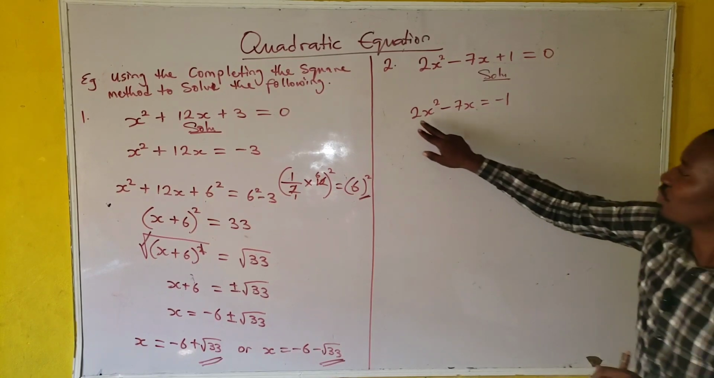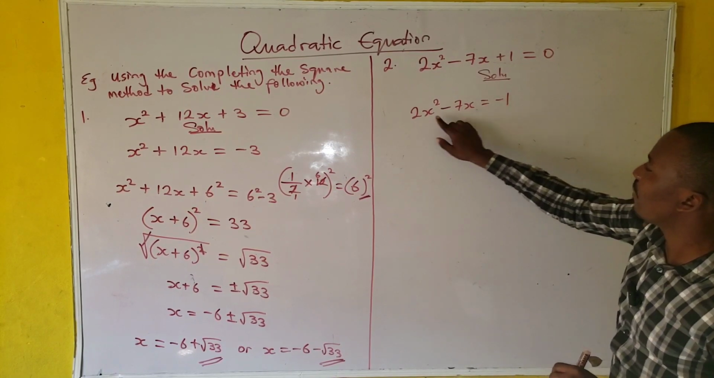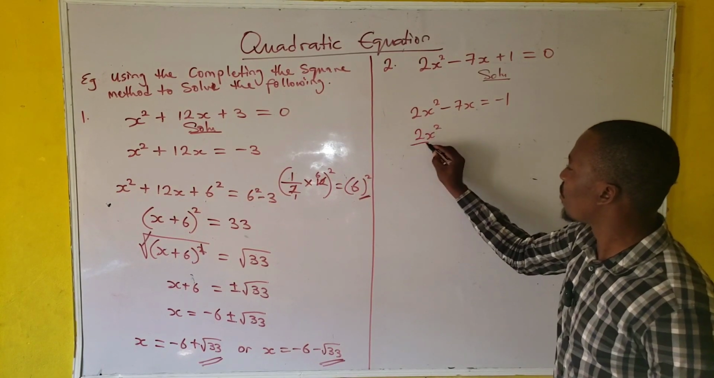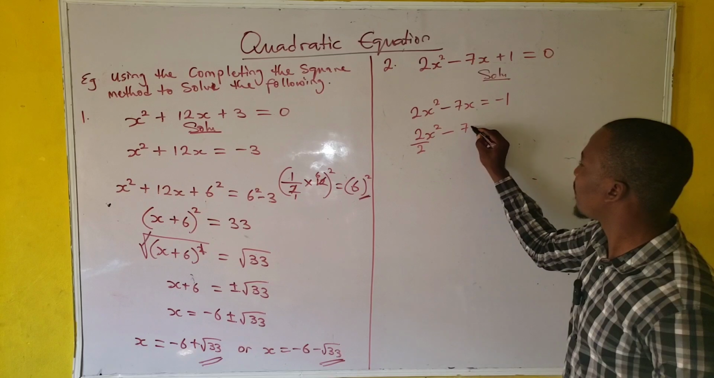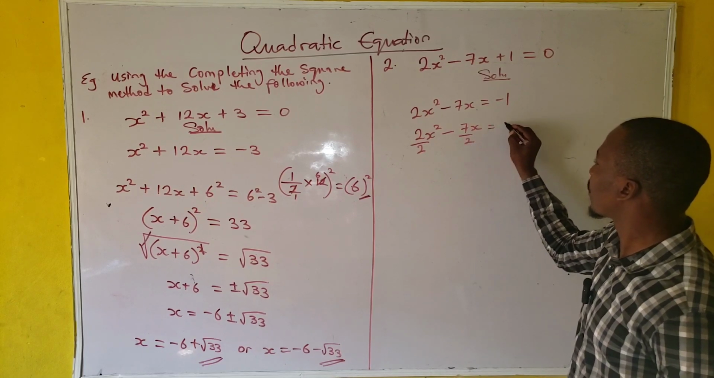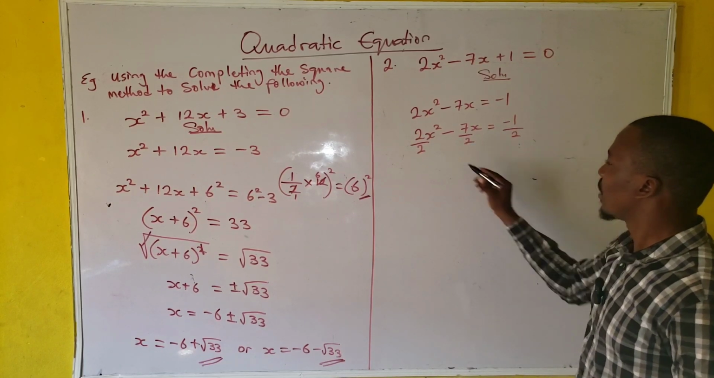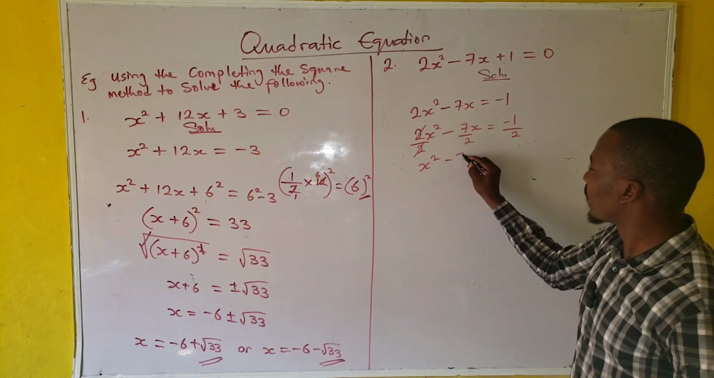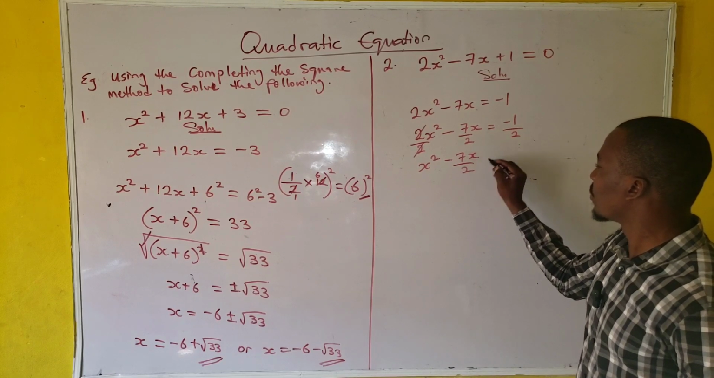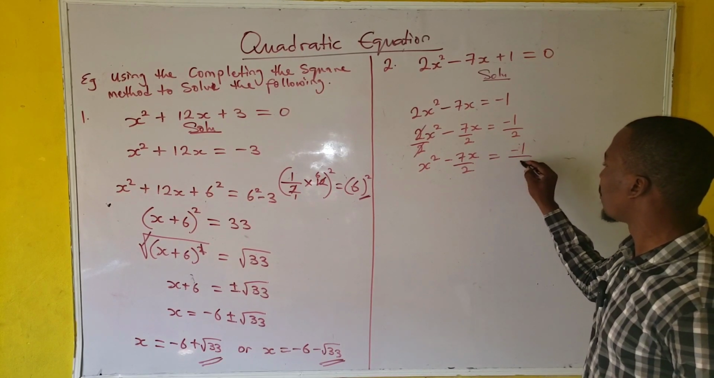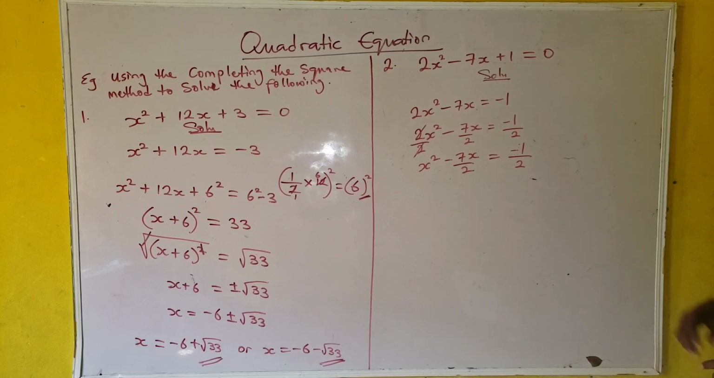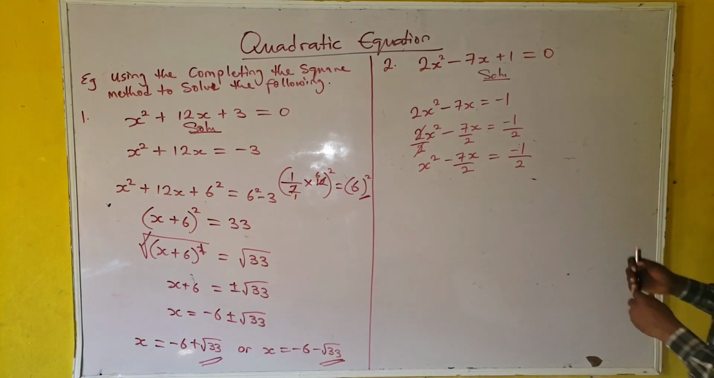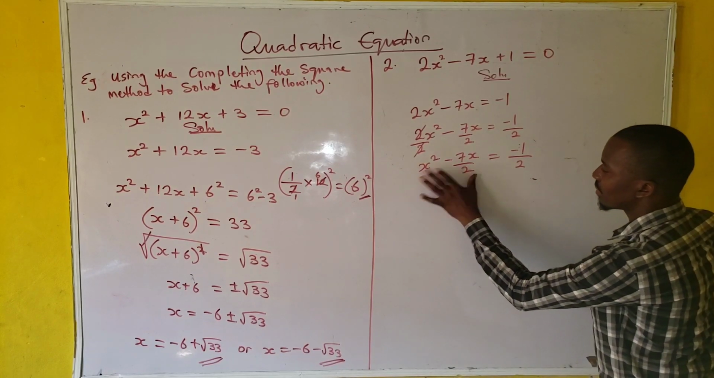The second step is that you should divide everything by the coefficient of x squared. So that will give us 2x squared over 2 minus 7x over 2 equals to minus 1 over 2. And this will cancel out this. This will give you x squared minus 7x over 2 equals to minus 1 over 2. So after carrying out our second step, this is what we have.